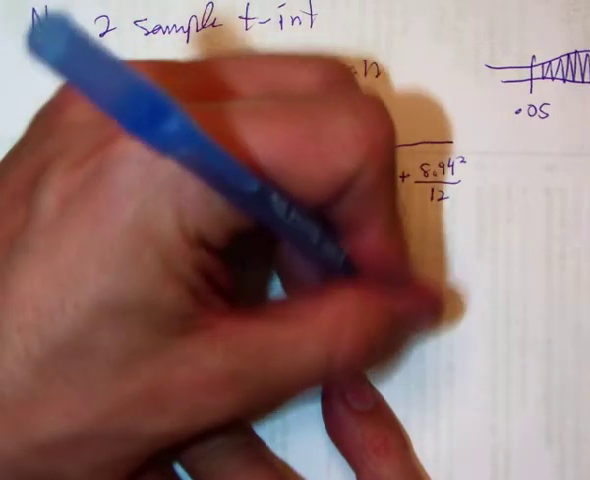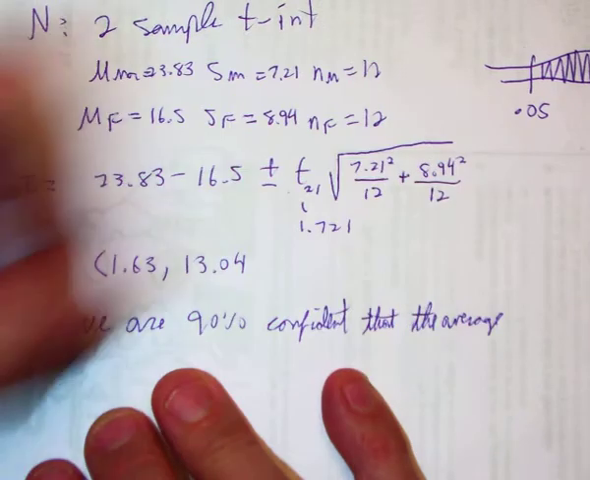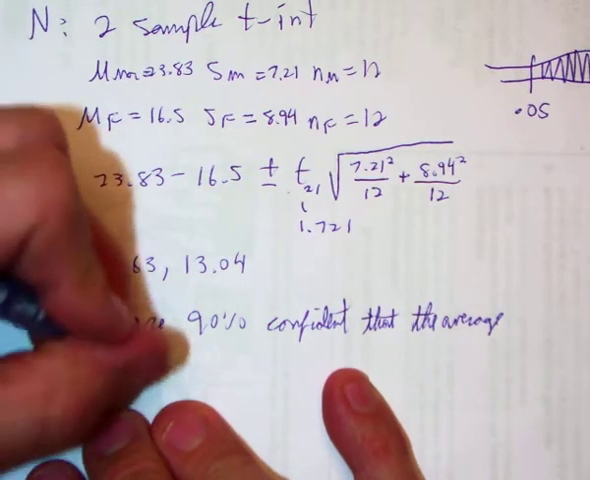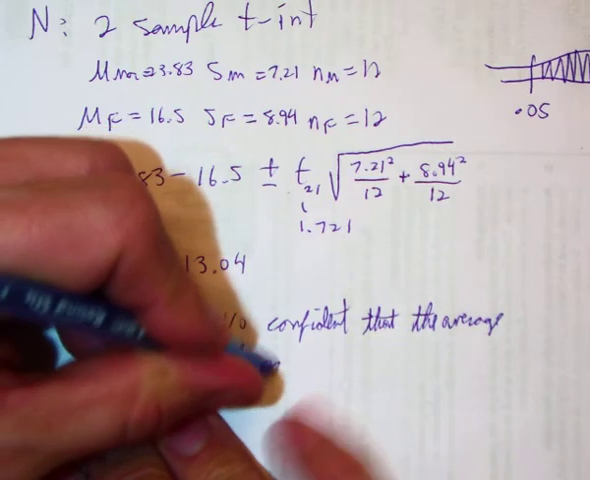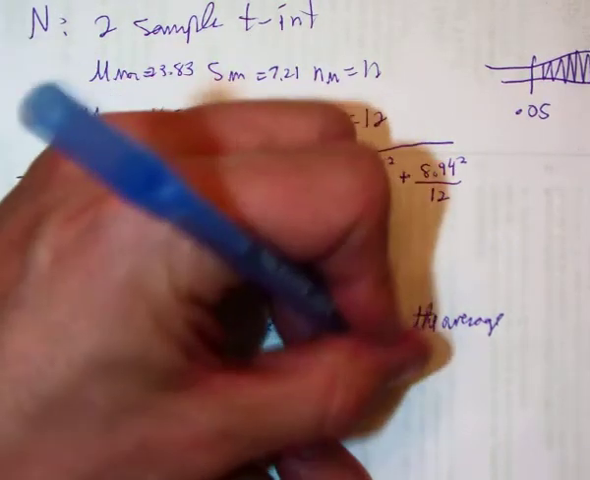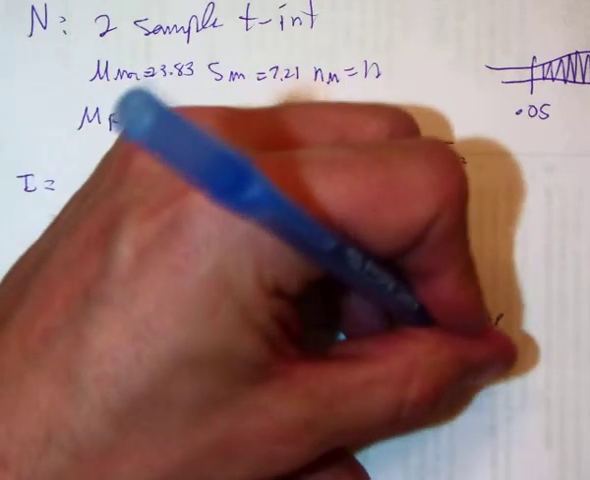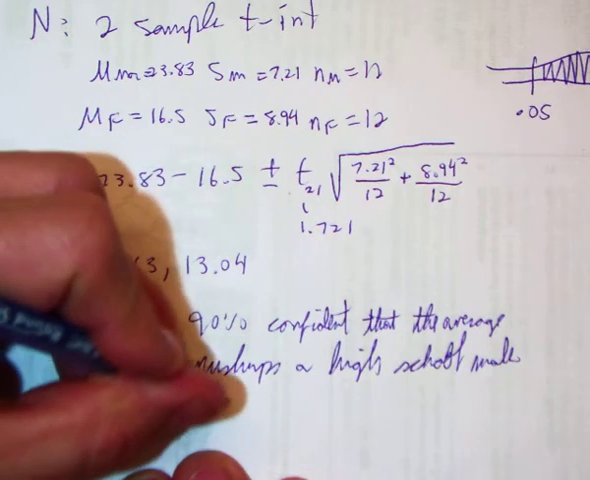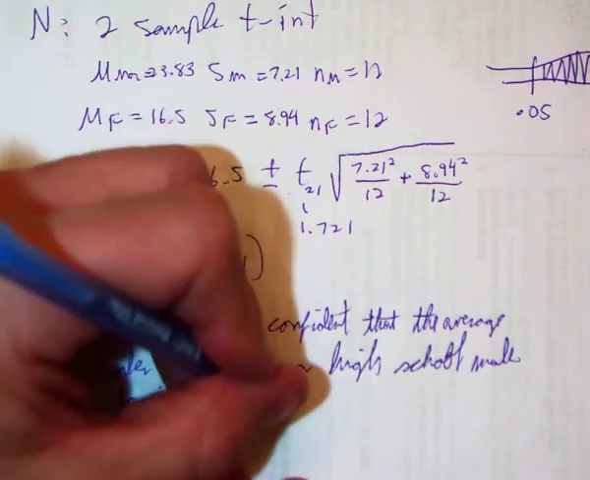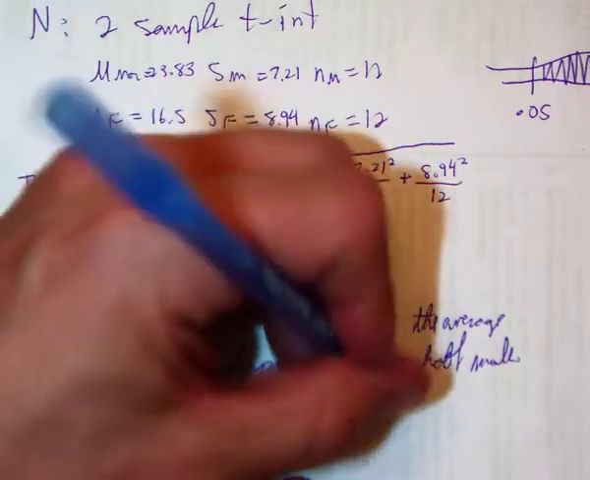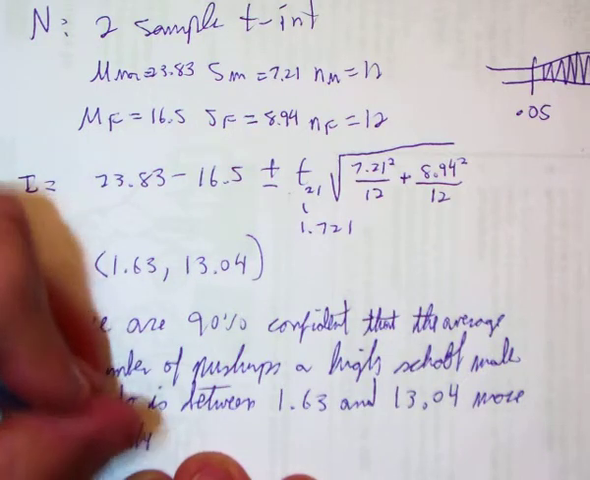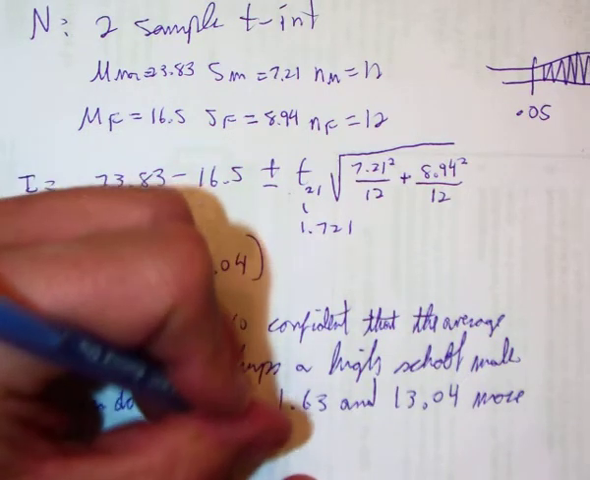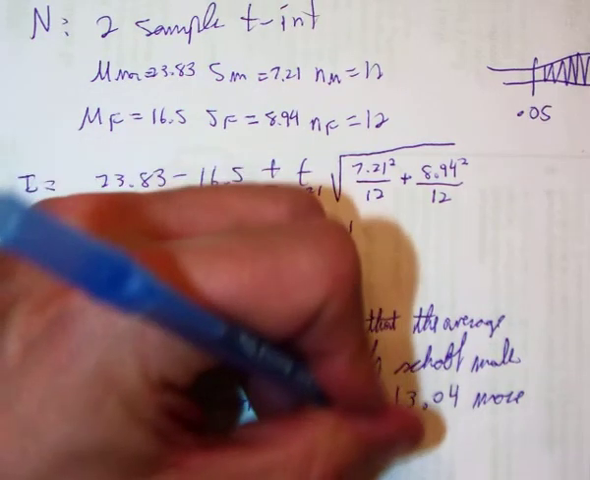So the conclusion is we are 90% confident that the average number of push-ups a high school male can do is between 1.63 and, again we're talking averages, 13.04 more than the average number of push-ups a high school female can do.